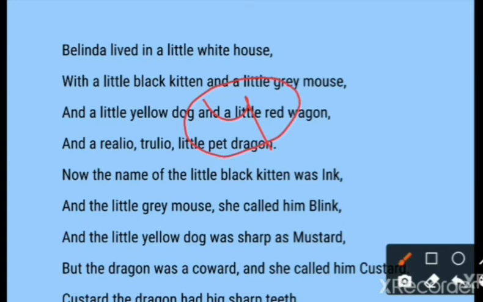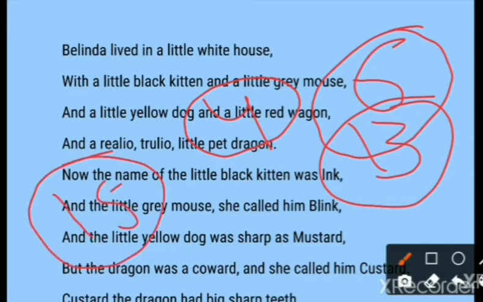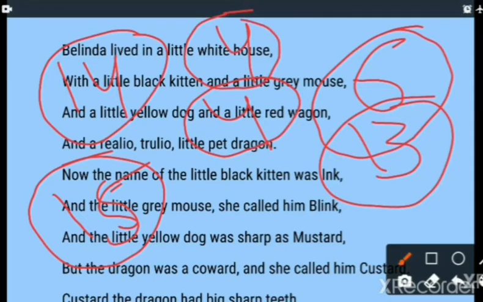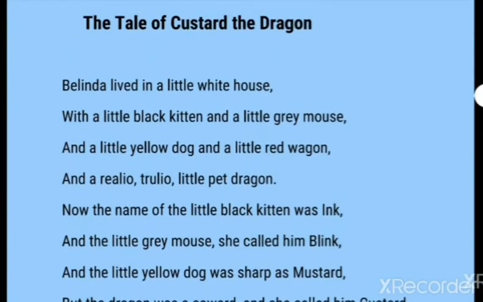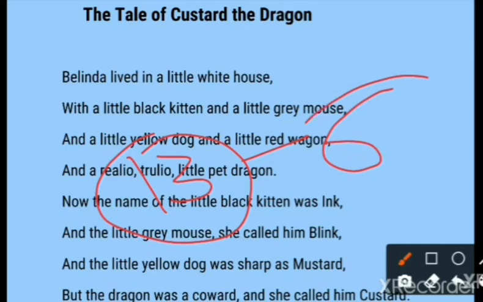But there is an exception. Stanza 13 contains 6 lines. So 15 stanzas are there, and among these 15 stanzas, 14 stanzas contain 4 lines each, and then there is this 13th stanza which contains 6 lines.